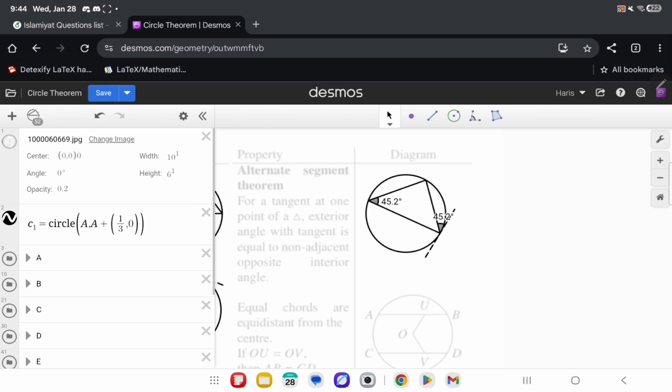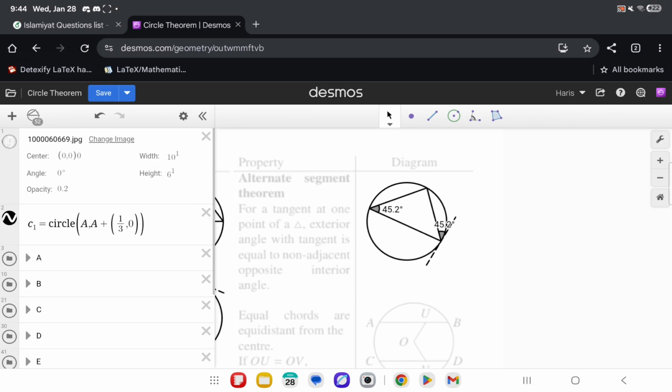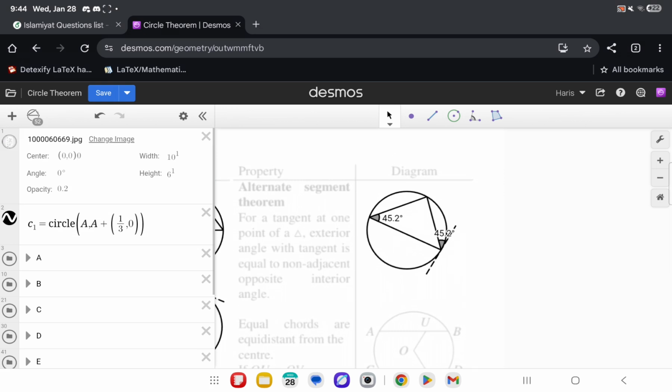Next rule, the alternate segment theorem. For a tangent at one point of a triangle, the exterior angle with the triangle is equal to the non-adjacent opposite interior angle. What does this mean? If you have a triangle and the tangent at one of its points, then this angle and this angle will always be the same.